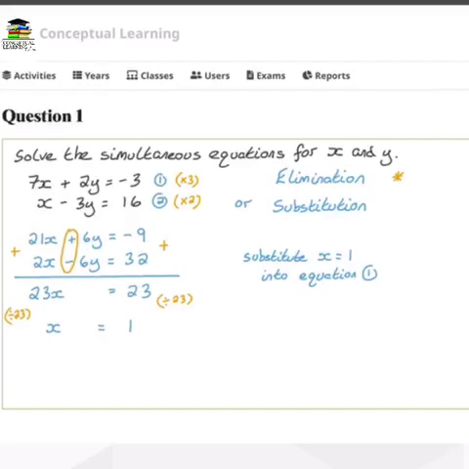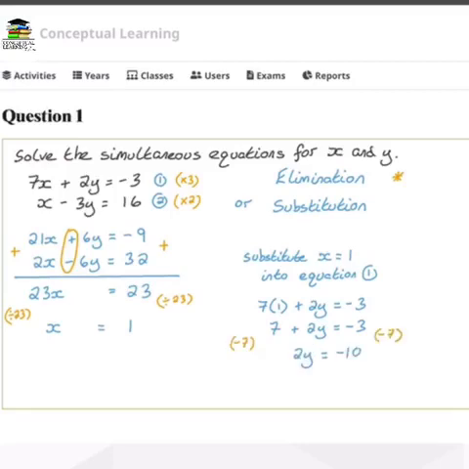We now need to substitute x equals 1 back into one of the original equations, either equation 1 or equation 2. In this case, we're going to substitute x equals 1 into equation 1. This gives us 7 multiplied by 1 plus 2y equals negative 3. Simplifying this leaves us with 7 plus 2y equals negative 3.